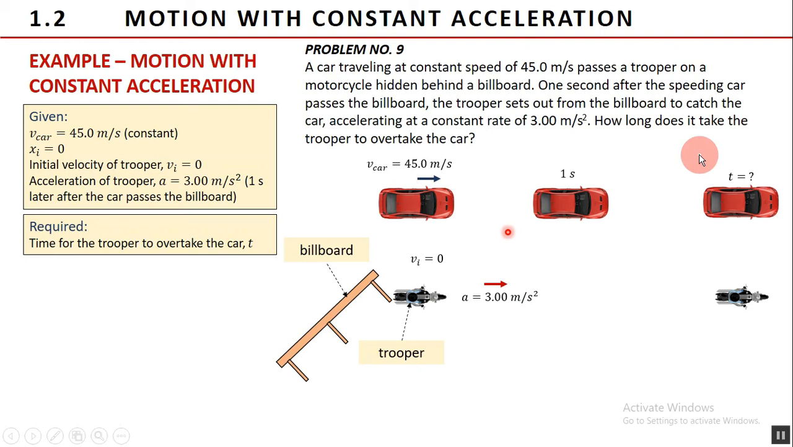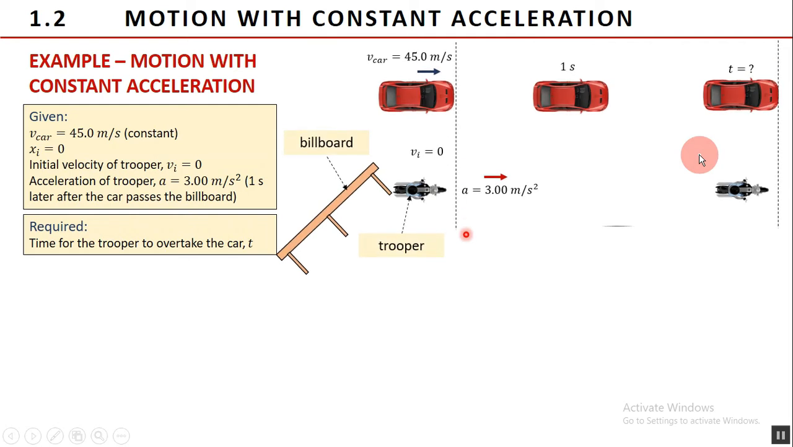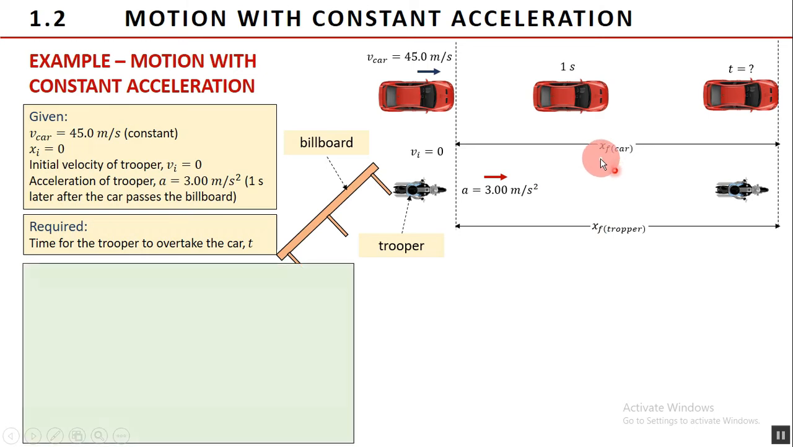Let's begin the solution. In order for the trooper to overtake the car, its position must be equal to the position of the car at a later time t after the trooper started to move from rest. Mathematically, the final position x sub f of the trooper equals x sub f of the car. Later, we will go back to this expression.